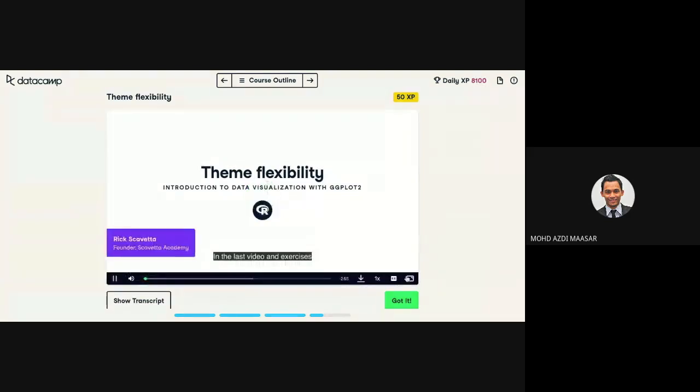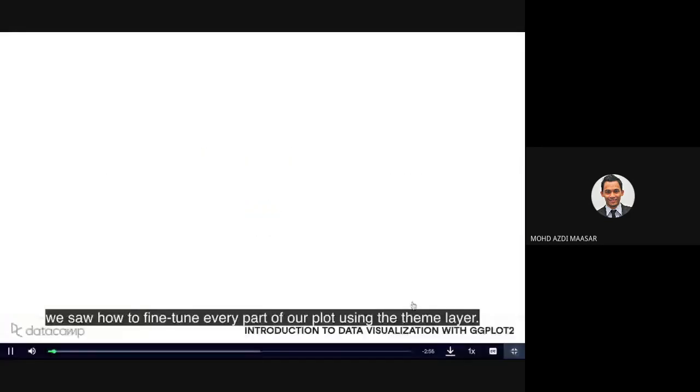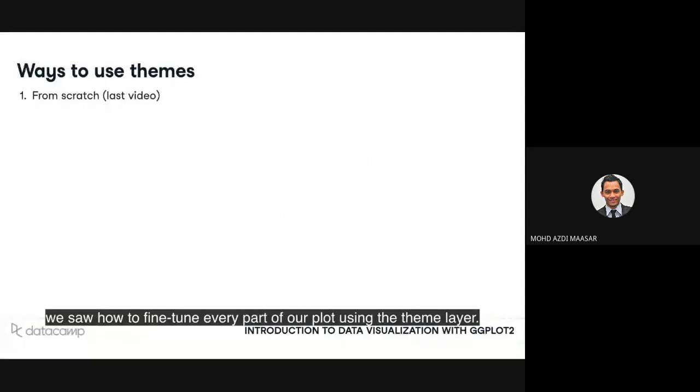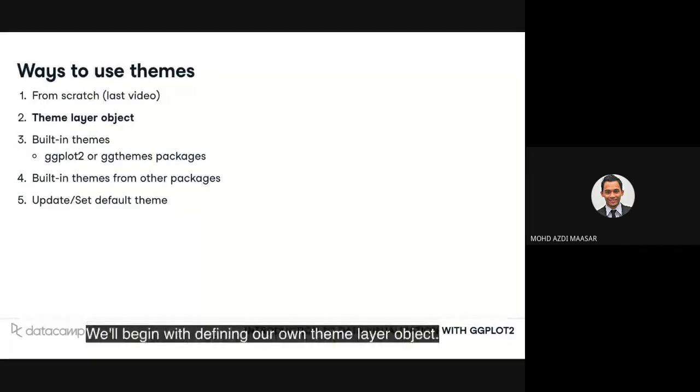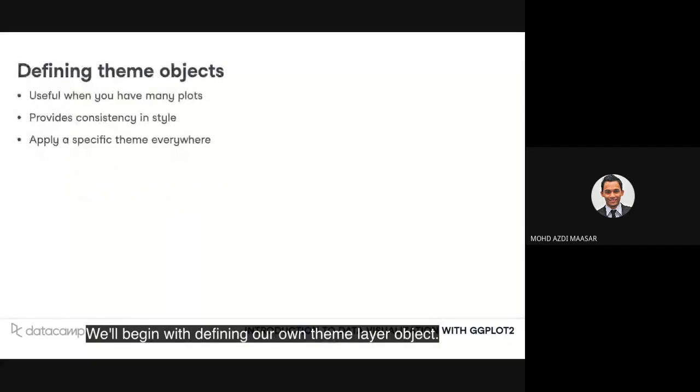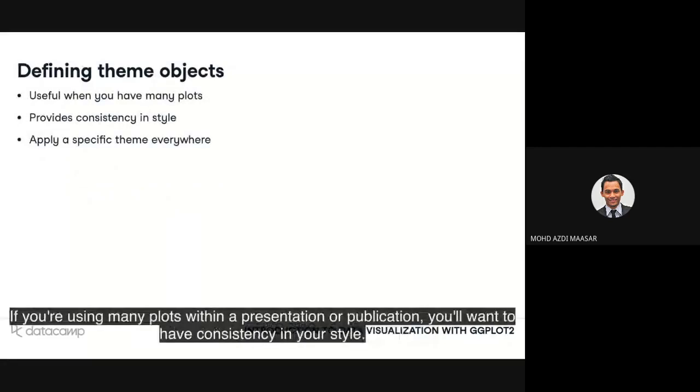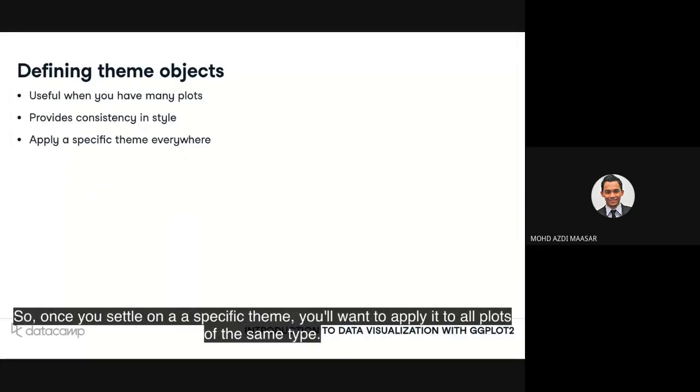In the last video and exercises, we saw how to fine-tune every part of our plot using the theme layer. There are a few other ways of changing theme elements, so let's take a look. We'll begin with defining our own theme layer object. If you're using many plots within a presentation or publication, you'll want to have consistency in your style. So once you settle on a specific theme, you'll want to apply it to all plots of the same type.